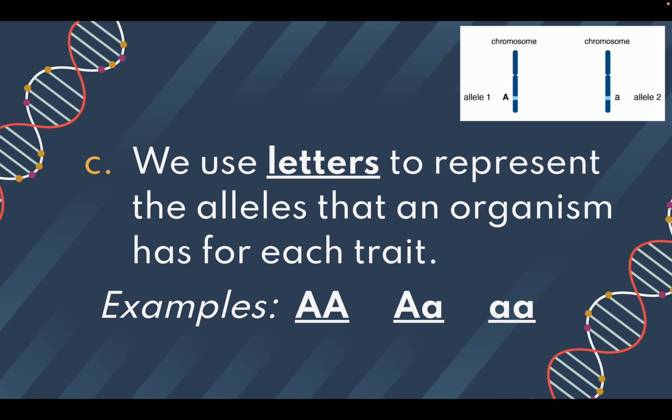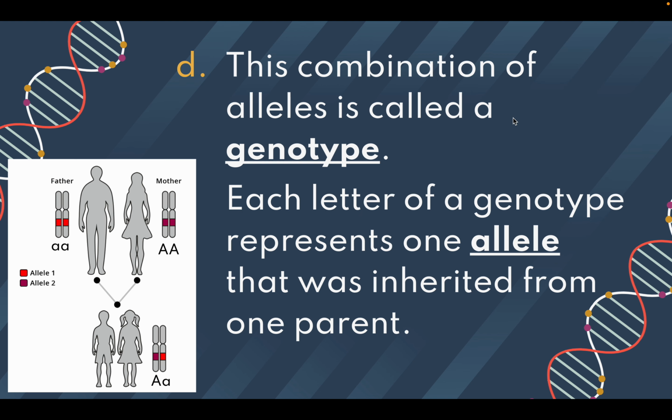In science and in biology, we use letters to represent the alleles that an organism has for each trait. Here you can see we use capital letters, so capital A, capital A. We use a capital A and a lowercase a, or you use two lowercase a's. So we use letters to represent alleles on our chromosomes.